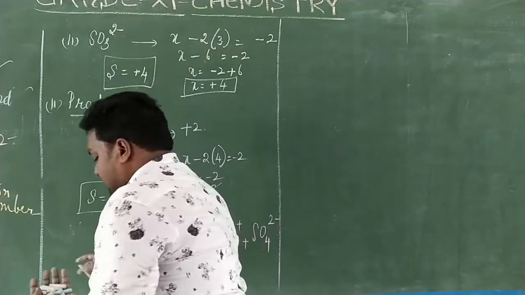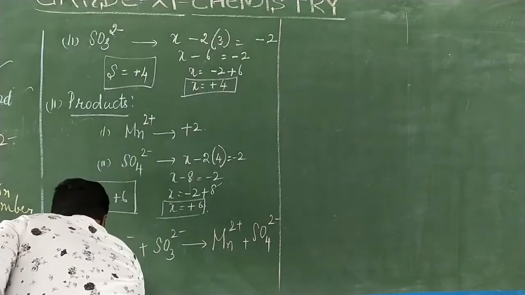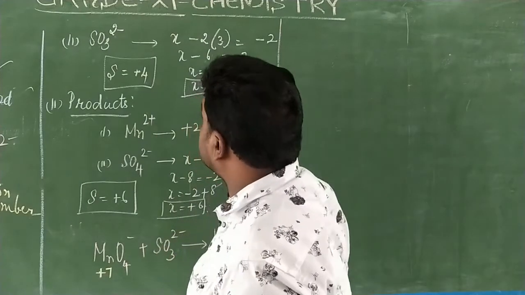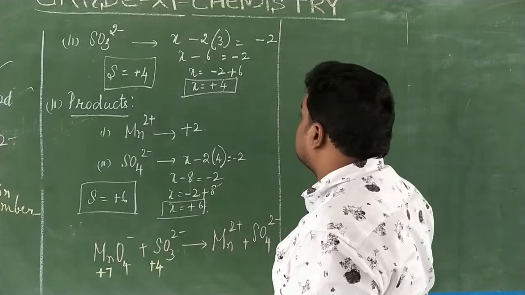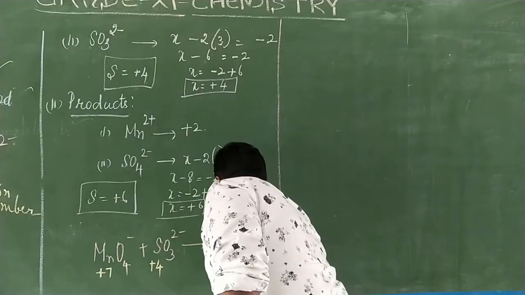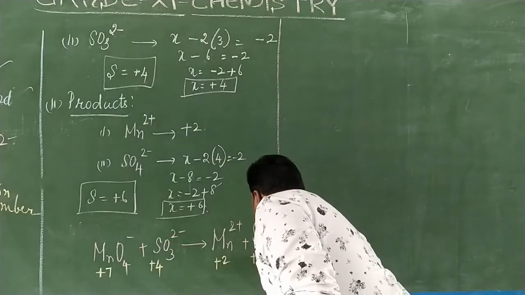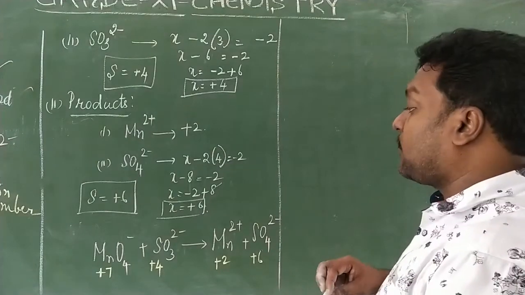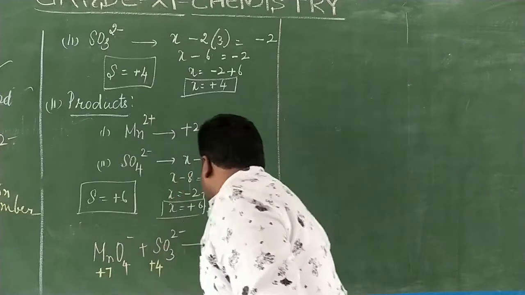So now what is the oxidation state of manganese? For manganese the oxidation state is +7. For sulfur in SO3 2 minus it is +4. Then for manganese in Mn2 plus, it is +2 oxidation state. For sulfur in SO4 2 minus it is +6 oxidation state. Now we have the oxidation states. Now we have to write which is undergoing oxidation and which is undergoing reduction. So here Mn is +7 and Mn is +2.